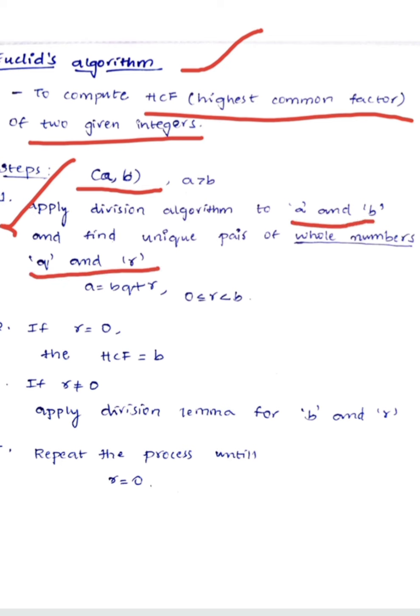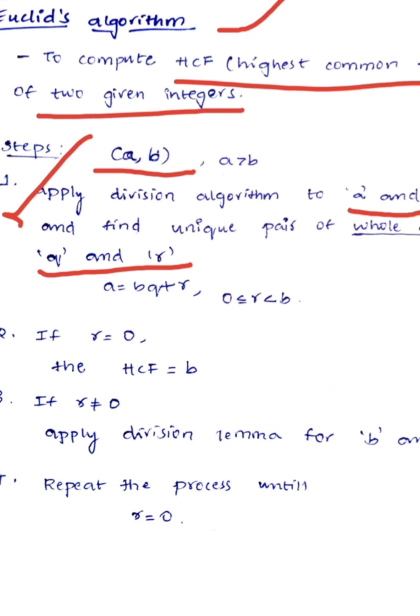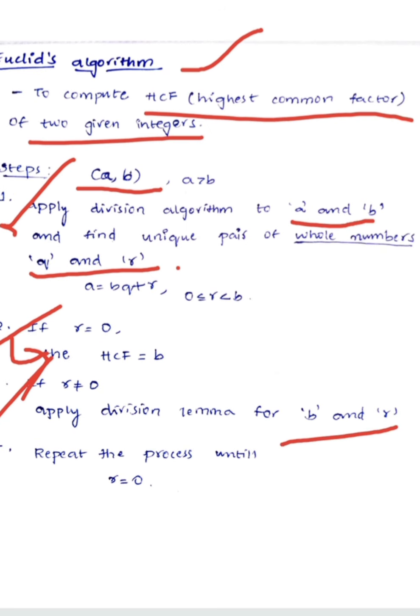This is similar to what we have done previously. Now we have the values of q and r. From these, you need to consider the r value. Check whether r is equal to 0 or not. If r equals 0, then the HCF is the b value. If r is not equal to 0, then apply the division lemma to b and r again. You need to repeat the process again and again until the r value equals 0.